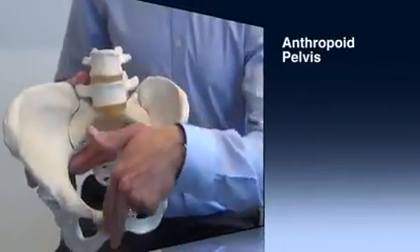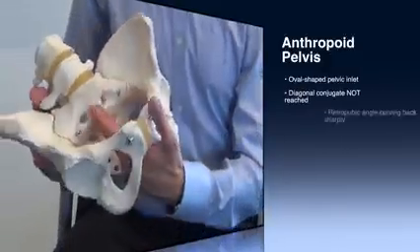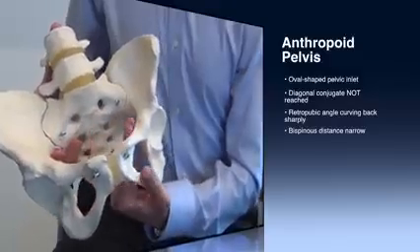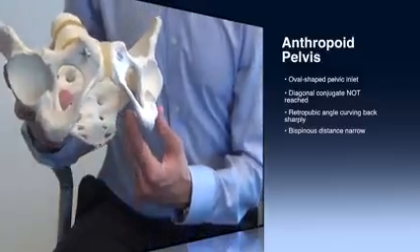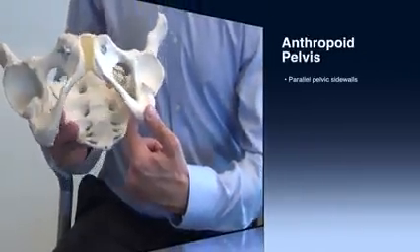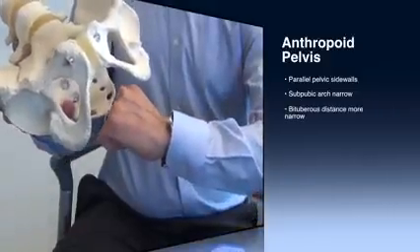On clinical pelvimetry, the pelvic inlet of the anthropoid pelvis is oval-shaped, with the diagonal conjugate not reached, and the retropubic angle curving back sharply. The bispinous distance is narrow, but the pelvic sidewalls are parallel. The suprapubic arch is less than 90 degrees, and the bituberous distance is more narrow.